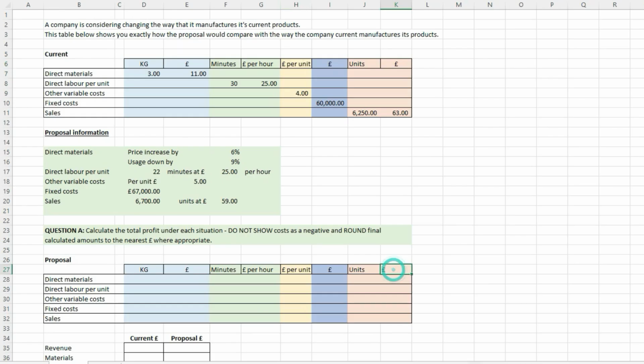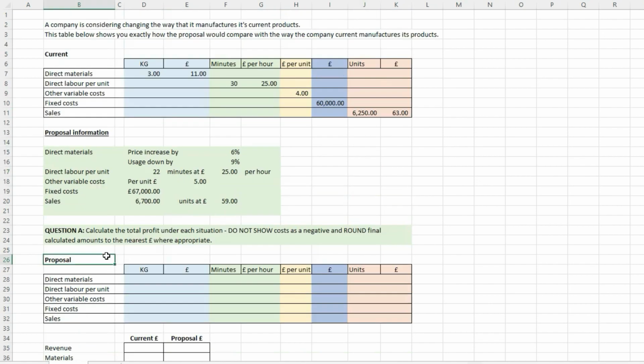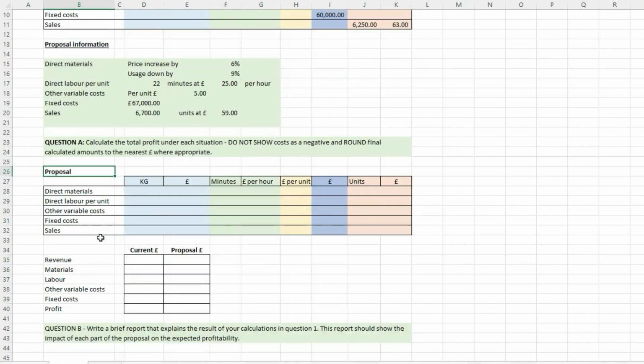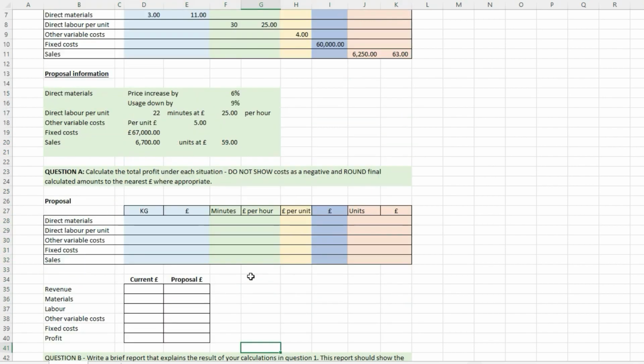So, what are we being asked here? We're being asked to calculate the total profit under each situation, so under the current situation and the proposed situation. Now, you can see here that as part of the question, I've prepared a table for you to work out the proposal costs. This is not part of the answer, so the answer is actually going to be this bit down here, where we've got our revenue, materials, etc. to work out total profit.